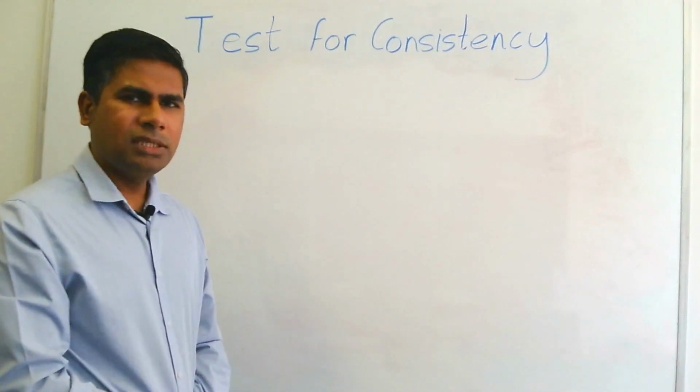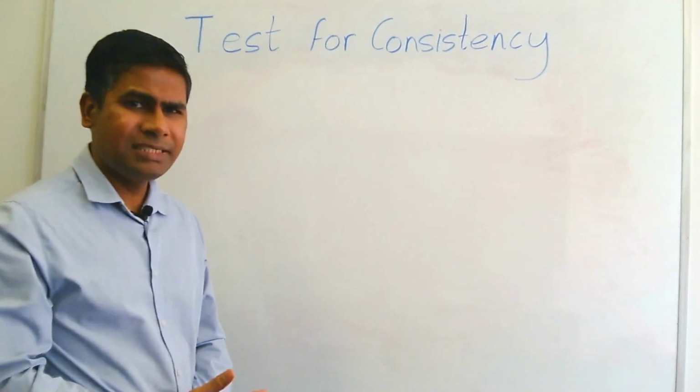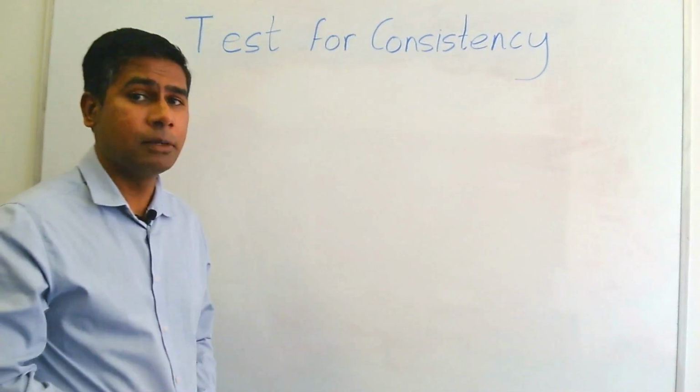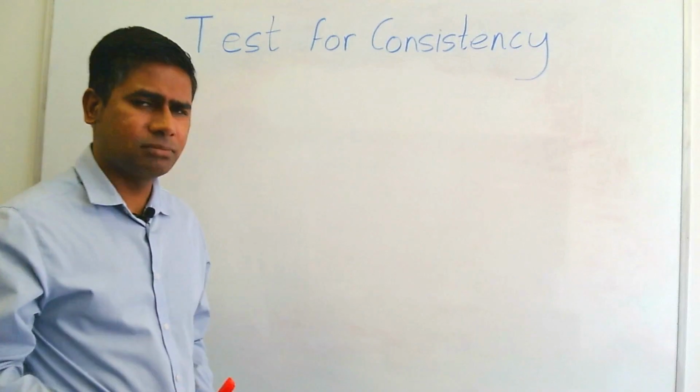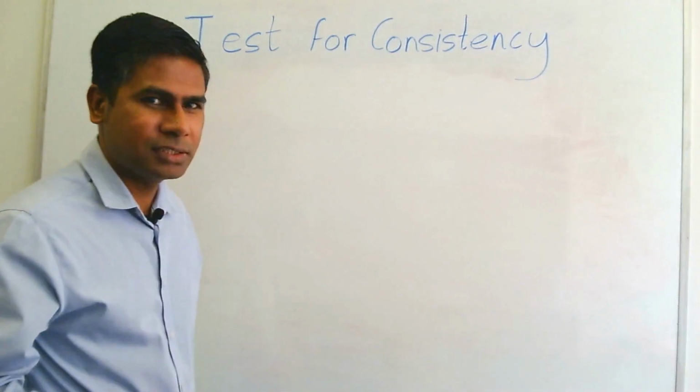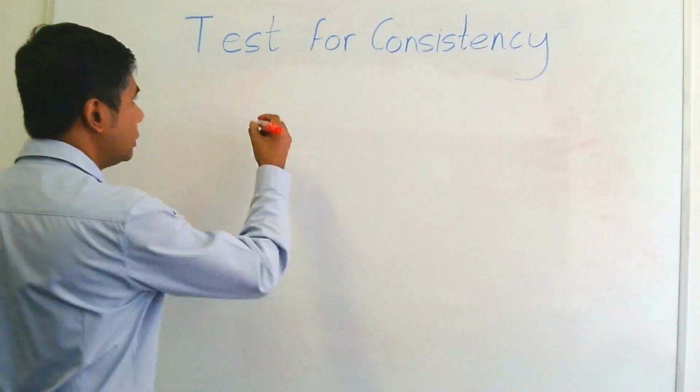Hi there. In this video, we're going to talk about consistency of a set of equations and a test for consistency. So what do we mean when we say a system of equations should be consistent? We could have, for instance, a set of three linear equations.